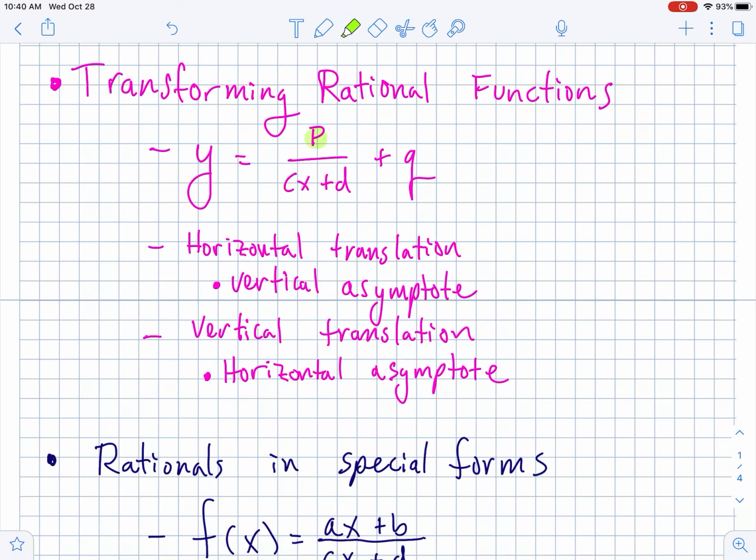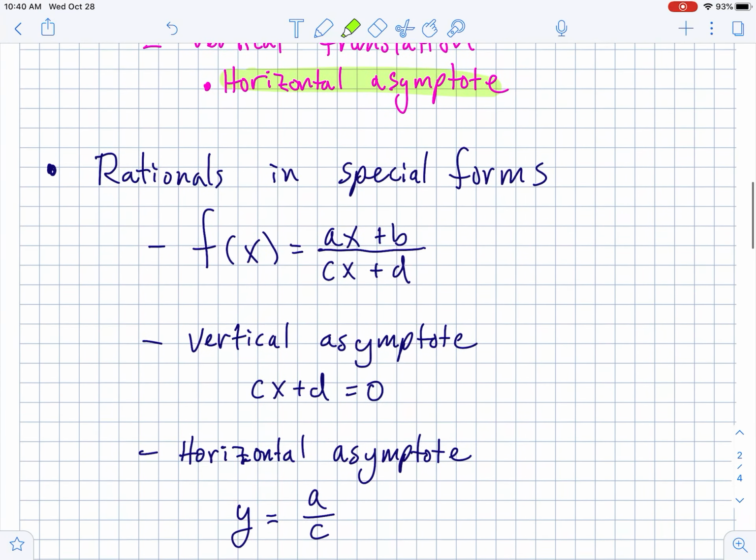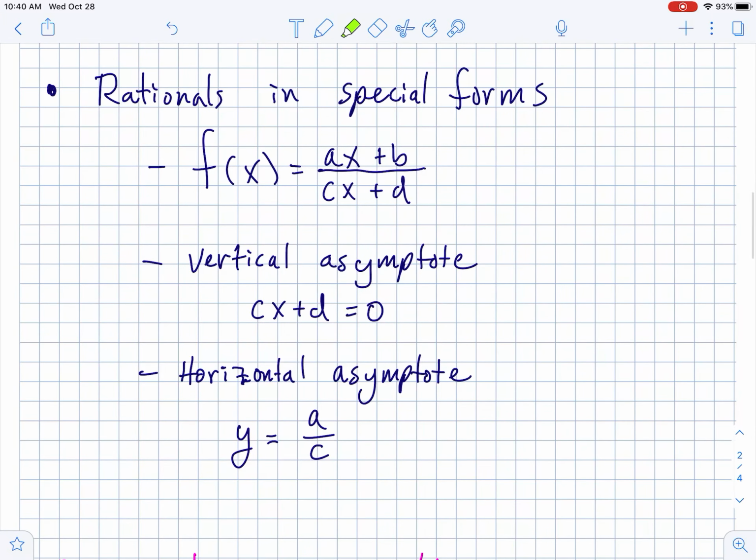Next up, we talked about transforming rational functions. There were a couple different forms for this, but one of them was p over cx plus d, plus q. I would know what all of those letters do to the cobwebs: moving it left, right, up, down, stretching, flipping. Remember that if you have a horizontal translation, that's going to change your vertical asymptote. And if you have a vertical translation, that's going to change your horizontal asymptote.